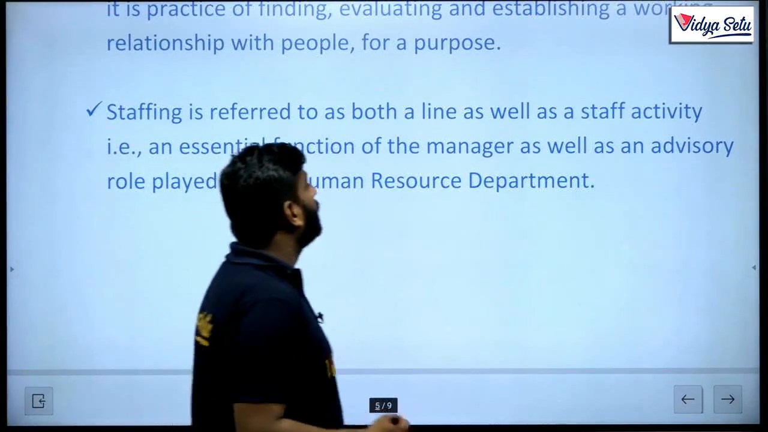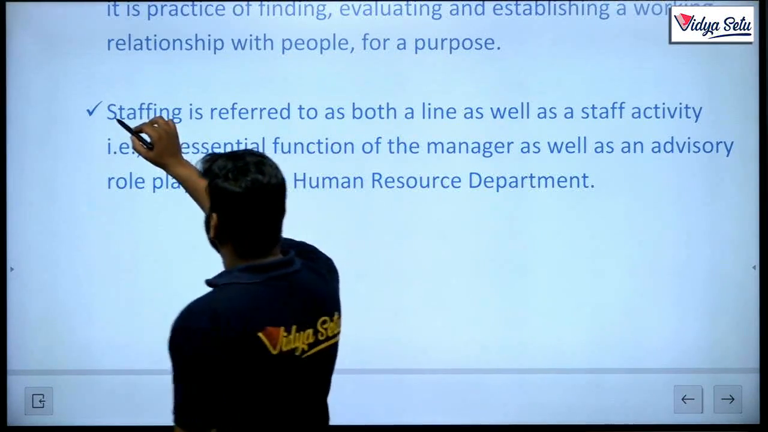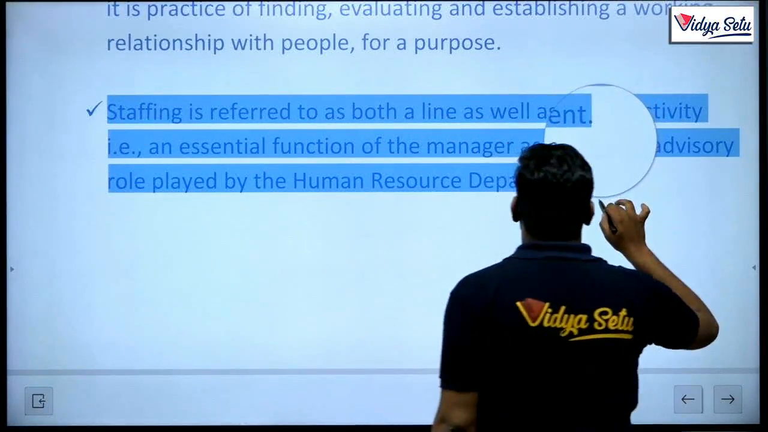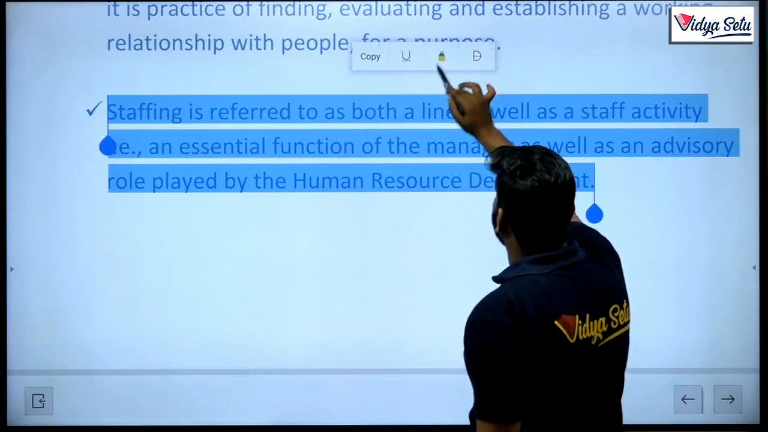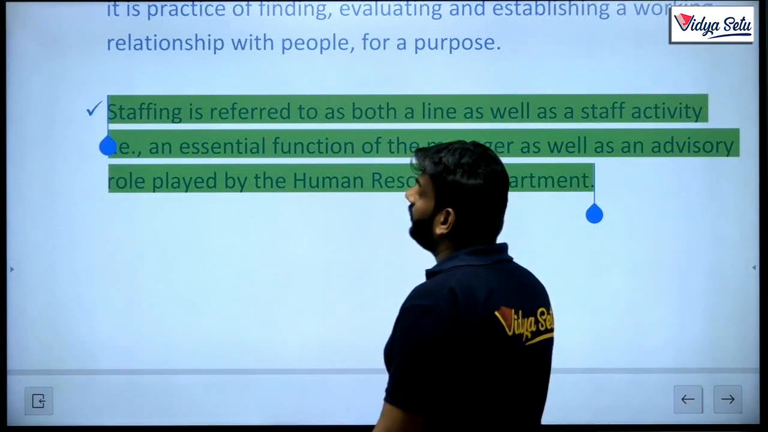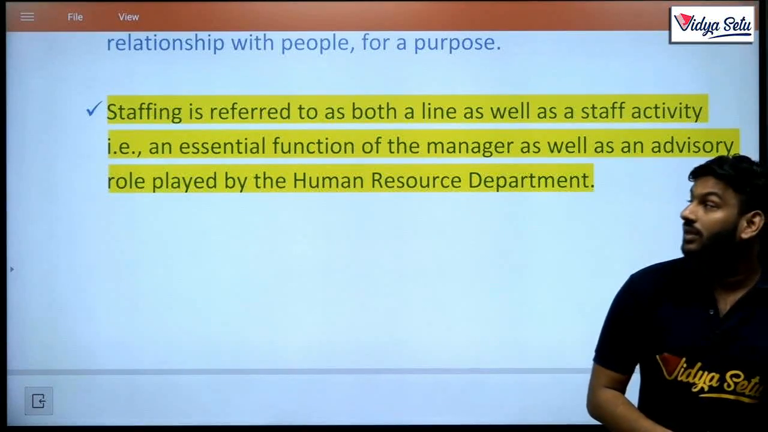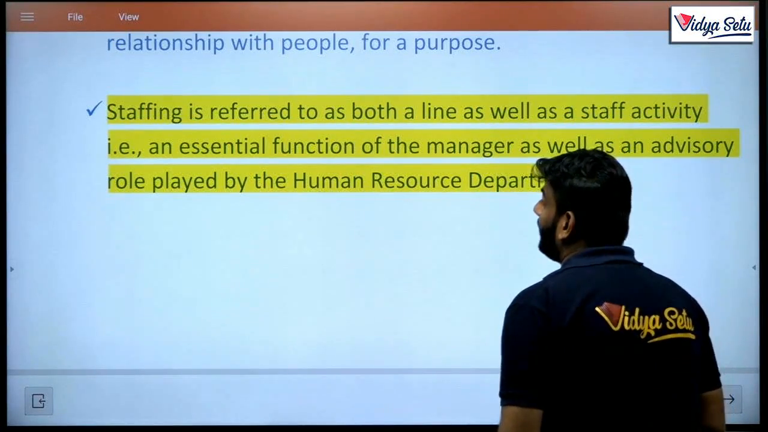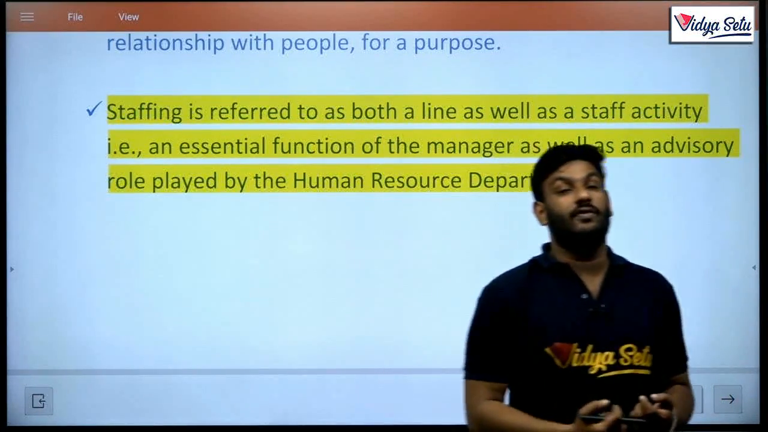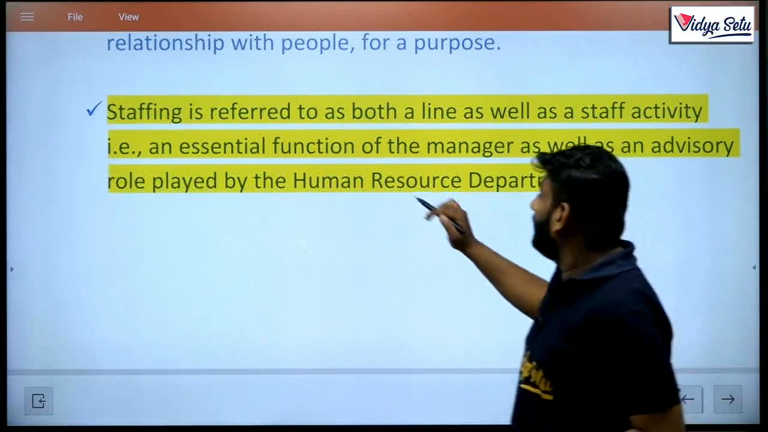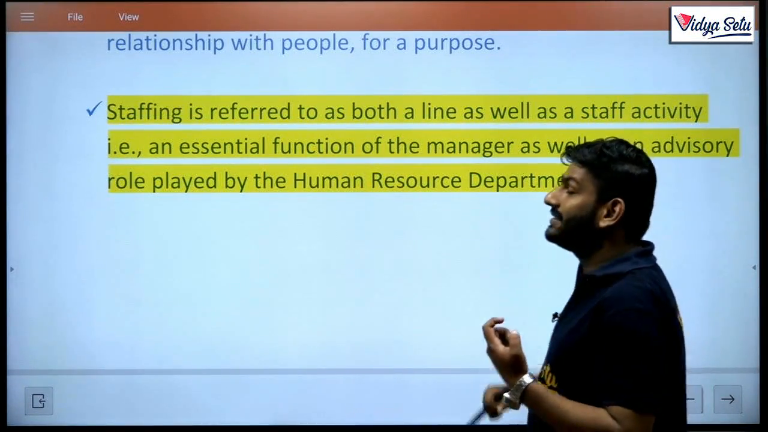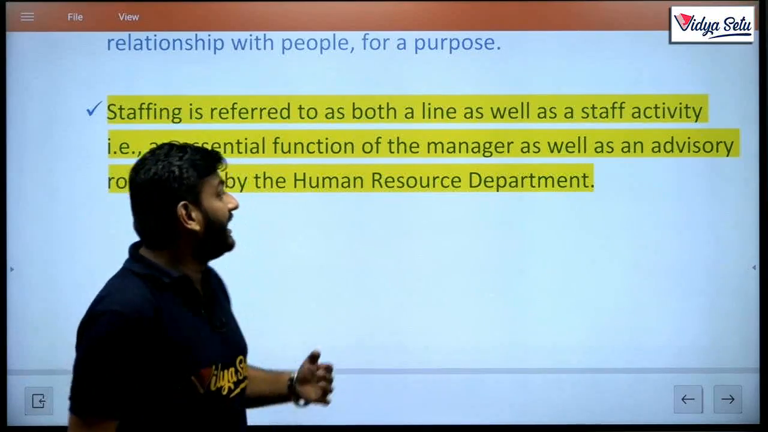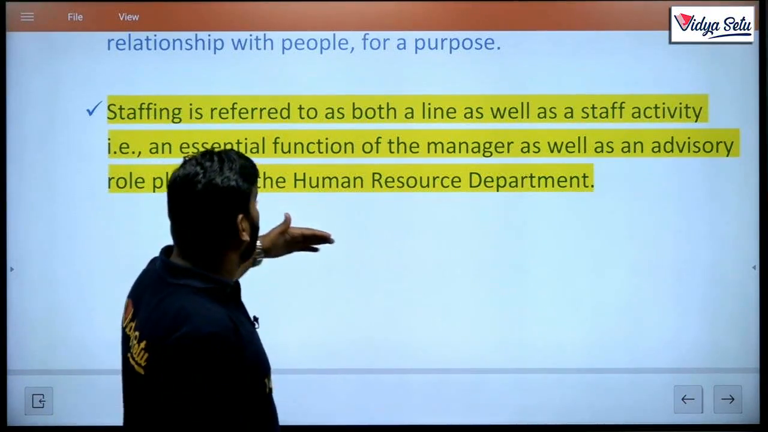Staffing is referred to as both a line as well as a staff activity. Please mark this thing because this is very important, it came in the exam. As well as in case of evaluation of HRM, you need to write this thing mandatorily. What's that? Staffing is referred to as both a line as well as a staff activity. As a line, it is an essential function of a manager to select, to recruit or train their employees, but it is also an advisory role played by the HR department.